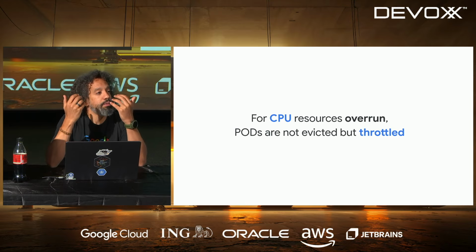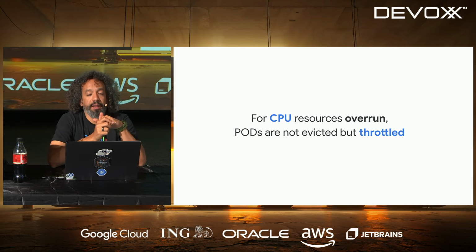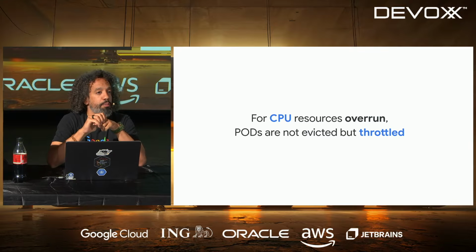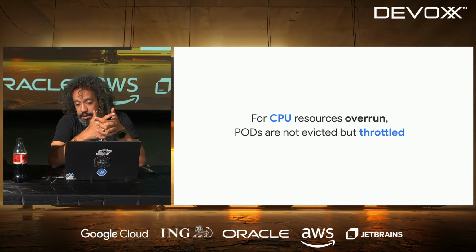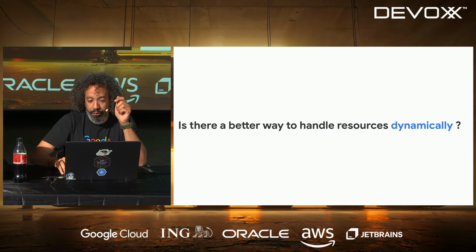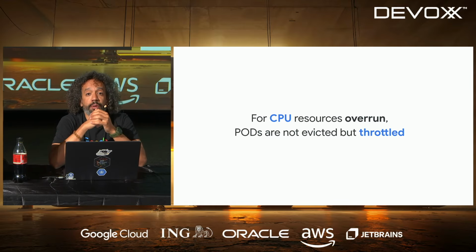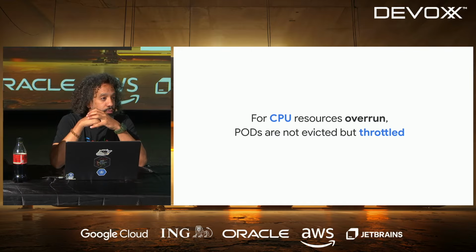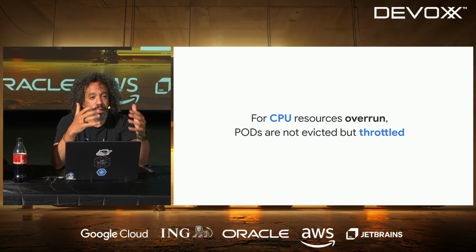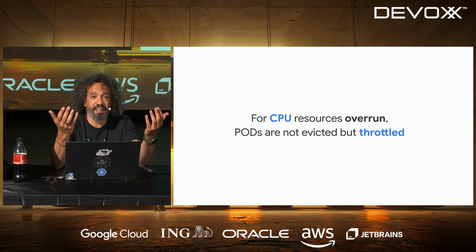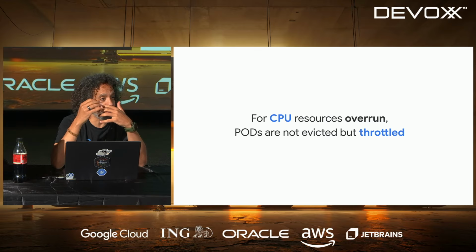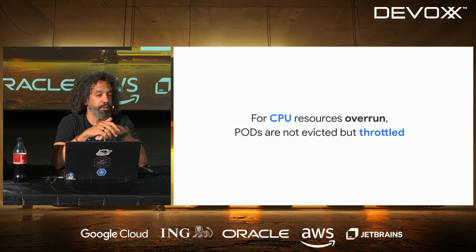For CPU, what usually happens is throttling, because CPU resources are compressible. So the pod will be throttled, it will be slowed down, and you will see it, obviously. If it's memory, the pod will be killed. So if the pod has a limit on memory and it exceeds its limit, it will be killed. If the pod runs with either burstable or best effort resource management and there is no more memory available on the node, the pod will be killed first.